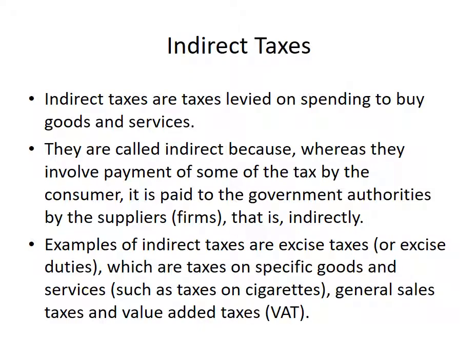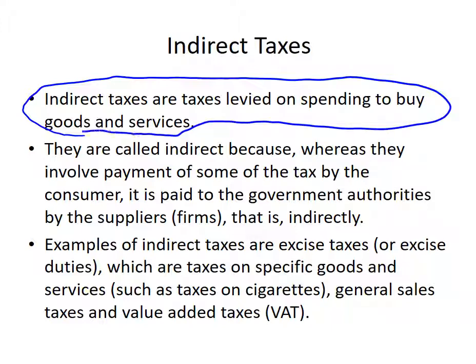So indirect taxes. First of all, we need to give a definition of what an indirect tax is, and basically the definition is that indirect taxes are levied or imposed on spending to buy goods and services. So this is the definition. Another way of looking at it simply is a tax on goods and services. It's called indirect because it doesn't go directly from the consumer to the government.